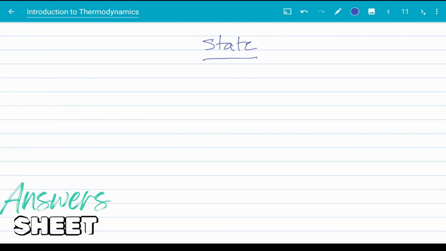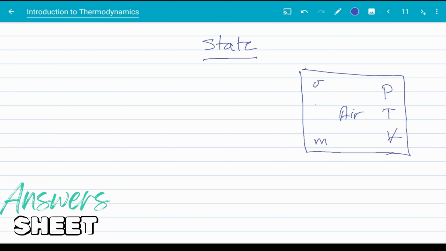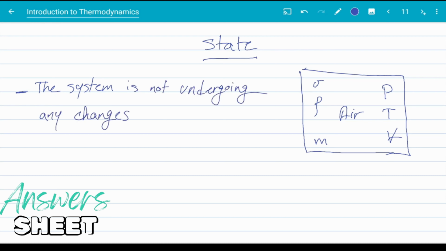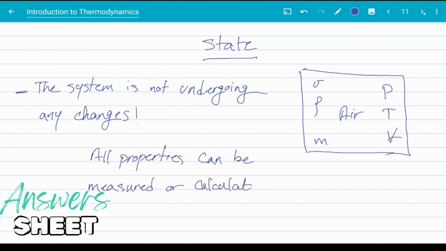We can now talk about the concept of state. Consider a system like the tank of air that I'm drawing here, that is not subjected to any form of changes. In this case, we can measure or calculate every property of the system. These properties, in turn, describe the condition or state of the system. When, due to any sort of cause, the value of a system property changes to a new number, the system changes to a new state. We will see the importance of system state as we progress through the course.